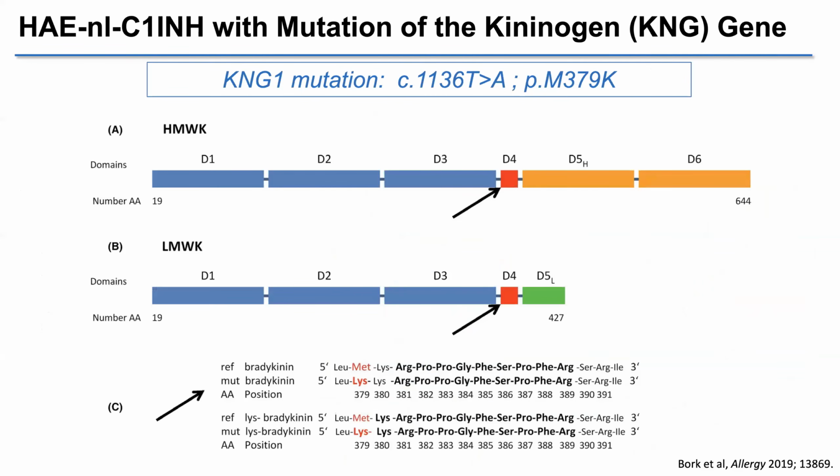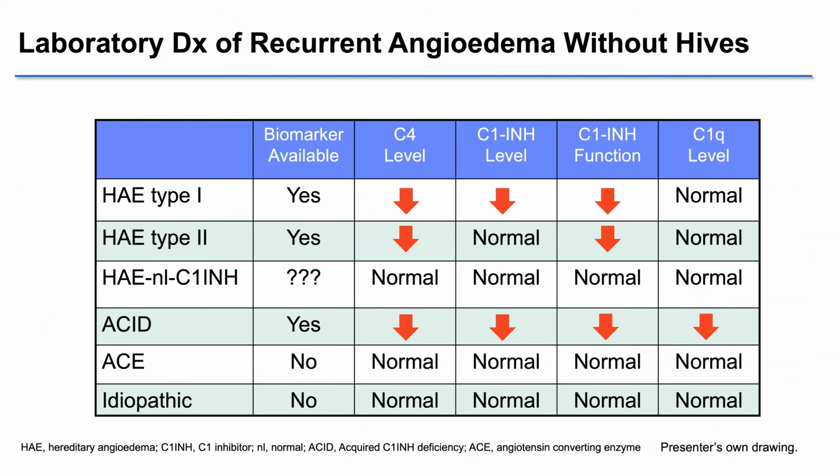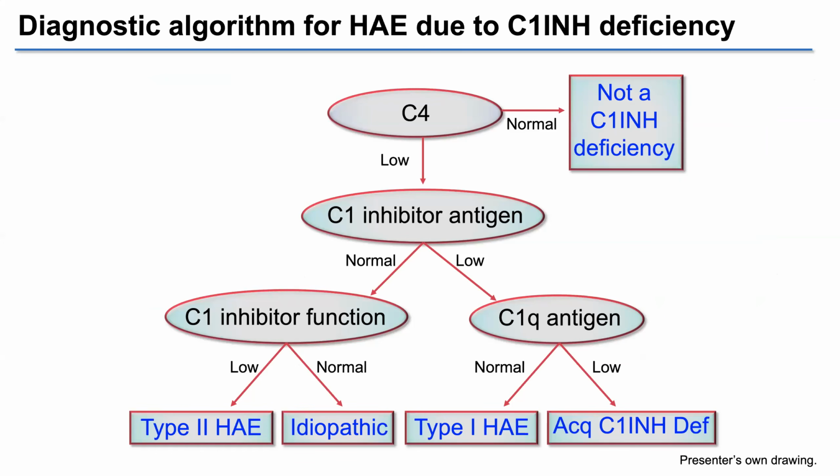And then the most recently described mutation is in kininogen, very close to where bradykinin is cleaved out of kininogen, but we don't know anything about the mechanism yet in this mutation. So the workup of these patients is very simple for type 1 and type 2. Just measuring C4 and C1 inhibitor is sufficient. But for HAE normal, we've got a real problem and we need a biomarker. And that's where we've done some work.